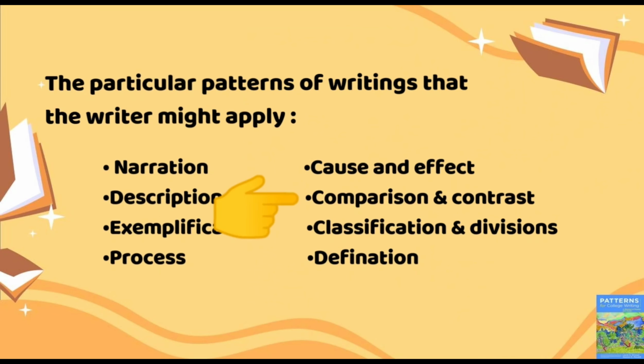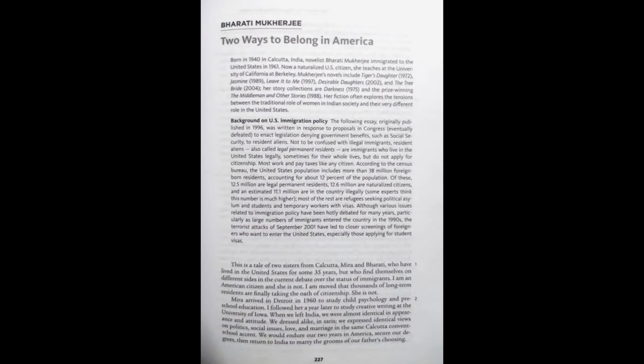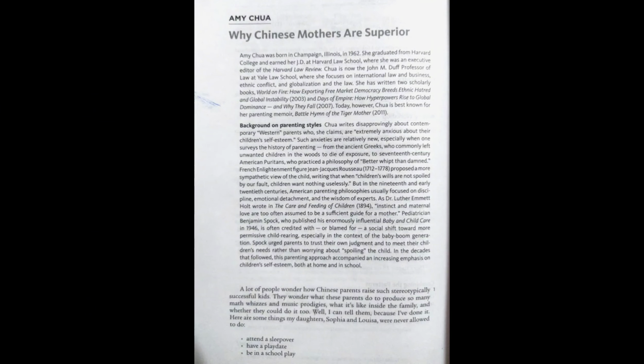The sixth pattern we have here is comparison and contrast. It deals with how it is like other things and how it is different from other things. The book has provided instances for the comparison and contrast pattern as well, like Two Ways to Belong in America by Bharati Mukherjee and Why Chinese Mothers Are Superior by Amy Chua.